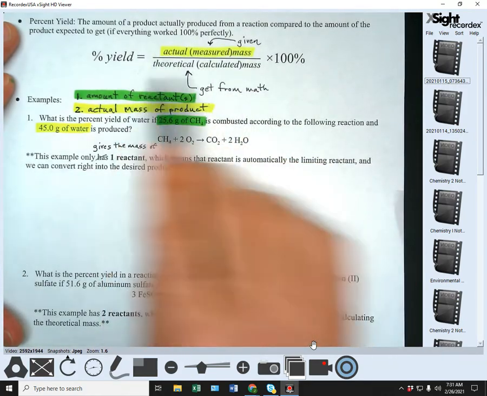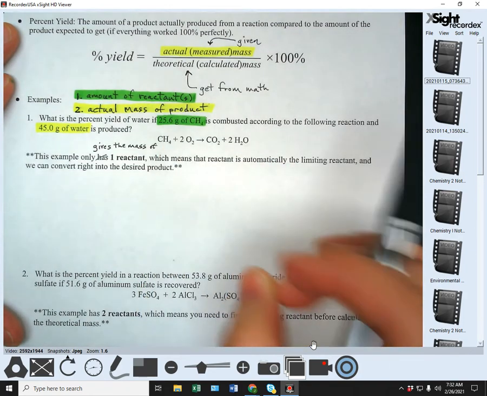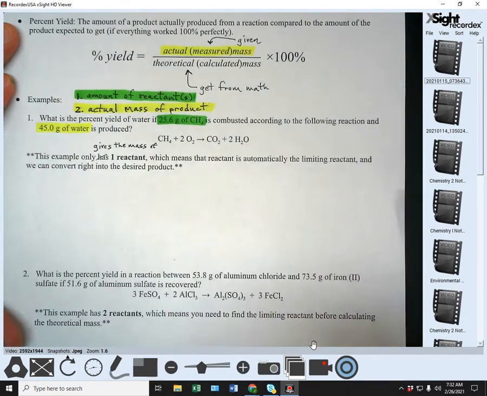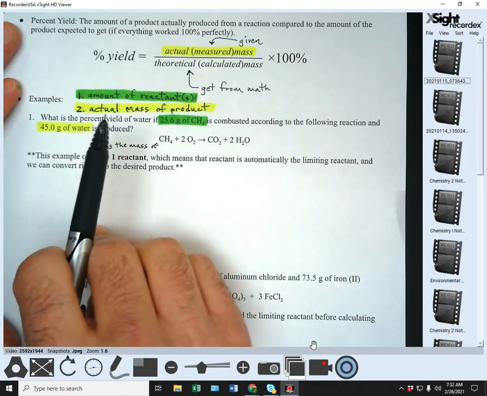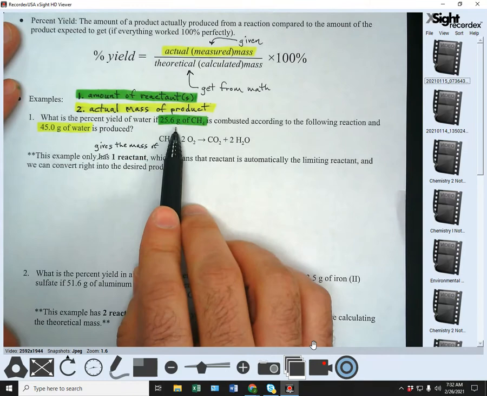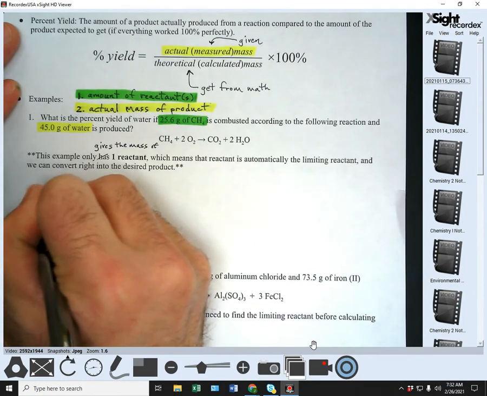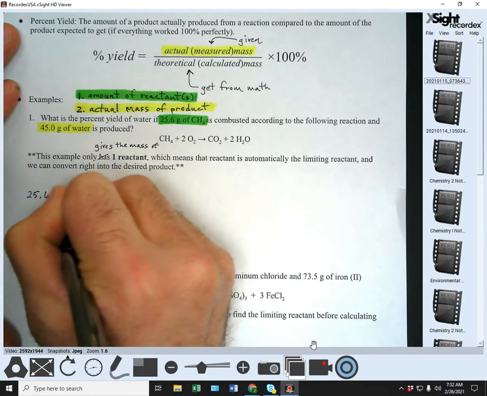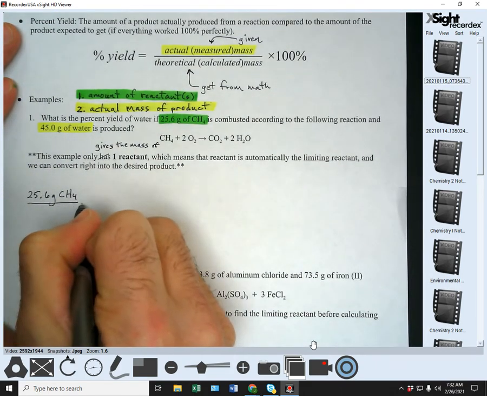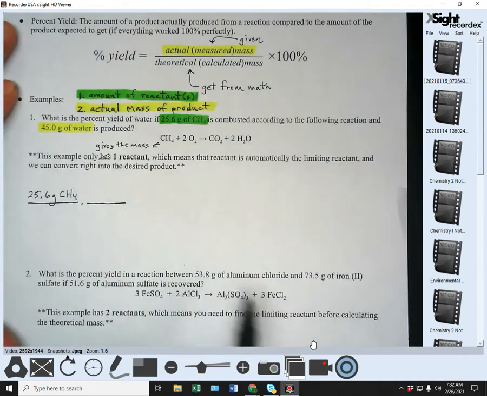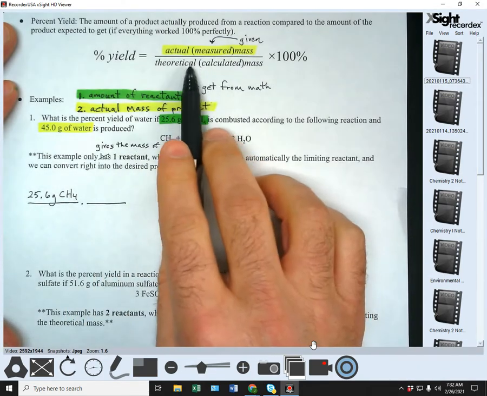We need to find the theoretical mass. The theoretical mass is just the amount of product that we should get if everything works 100% right according to the math. So this is just the stoichiometry stuff we did about a week ago. You're going to start with the reactant that you were given. So we're starting with the 25.6 grams of CH4. Okay. And we are going to turn this into the desired product. The desired product, we want to get the theoretical mass.